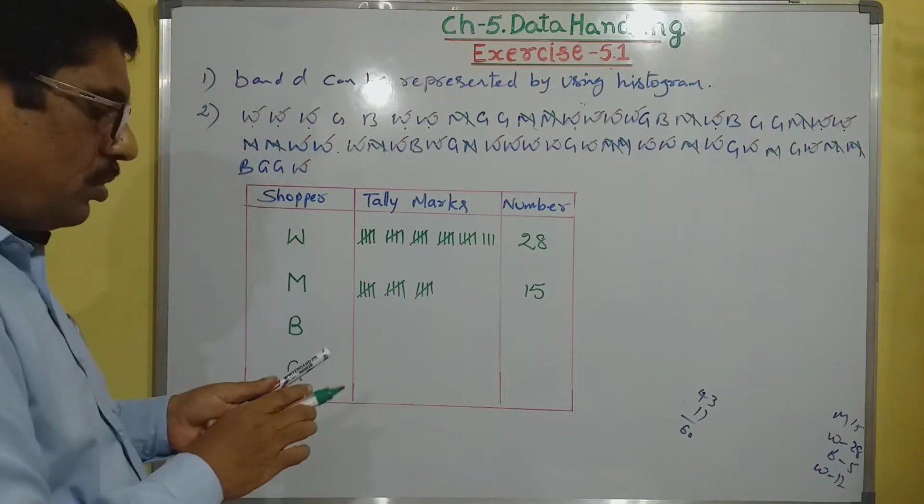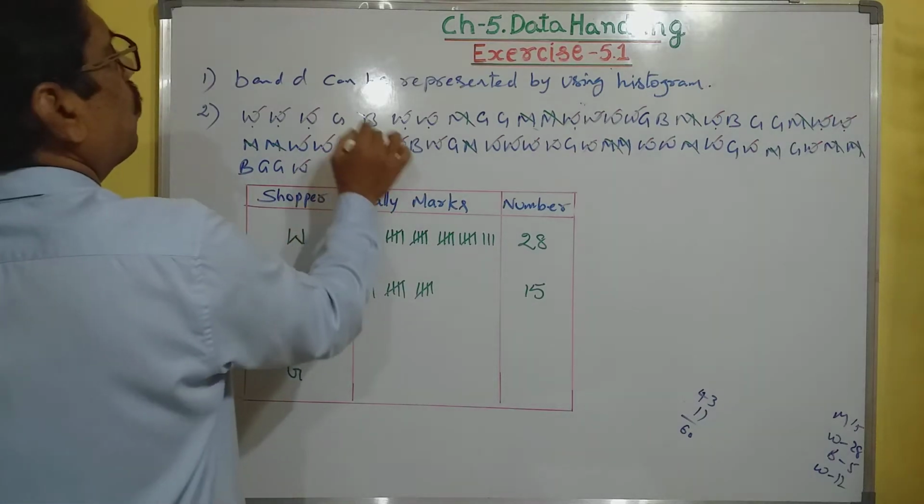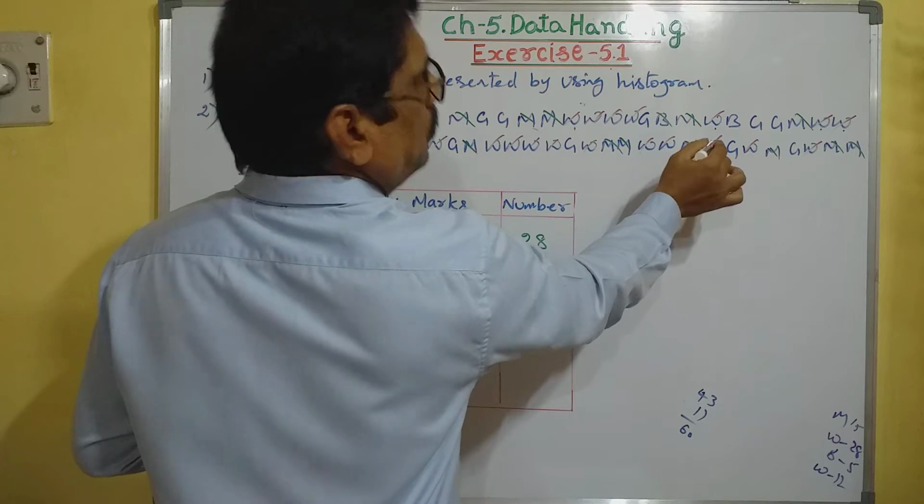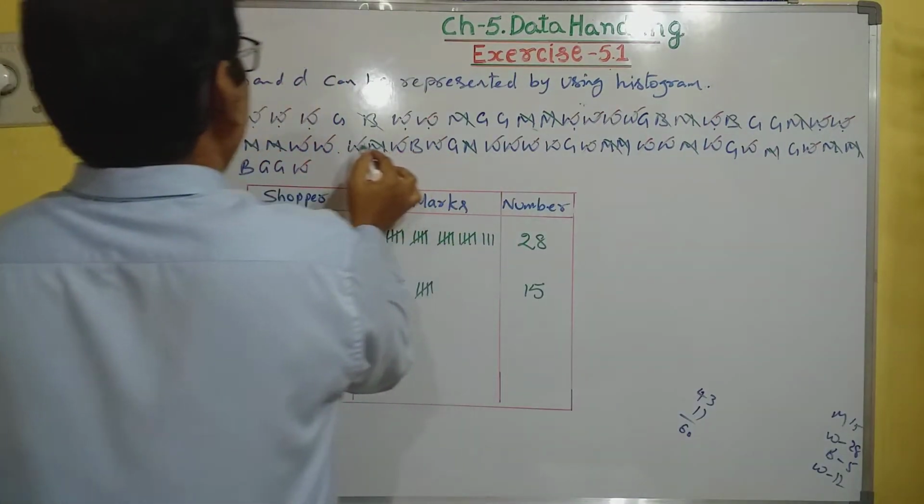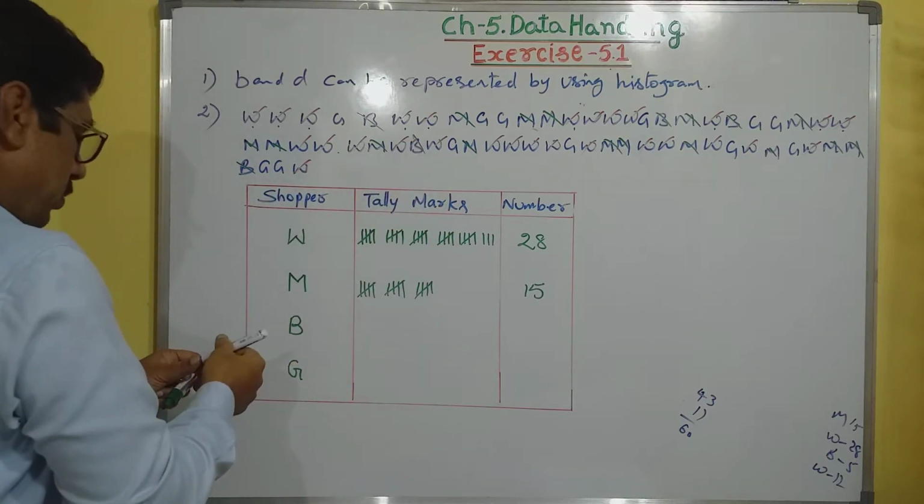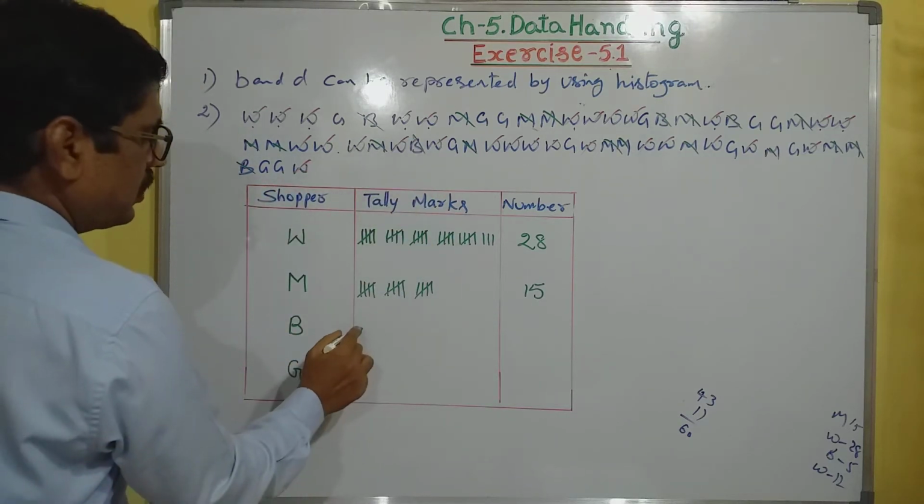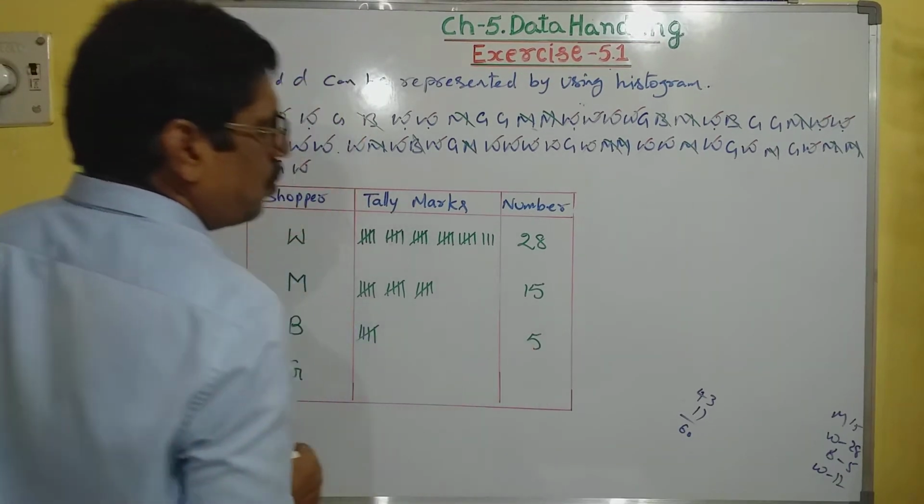Now let us count the number of boys. So the number of boys is 1, 2, 3, 4, 5. So it is 5. So we can represent like this. The tally marks we can write like this, 5, and the number is 5.